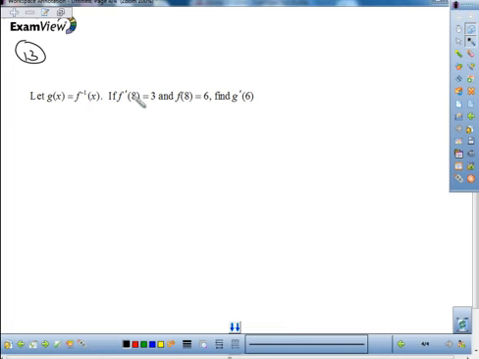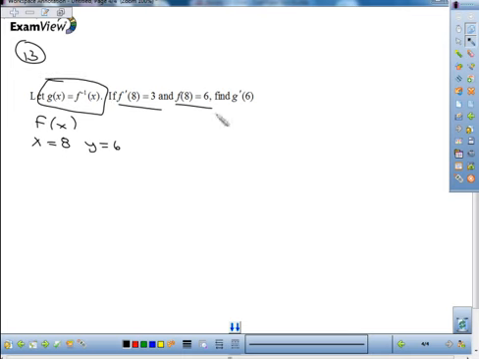So if the derivative of f at a is equal to 3 and f of a is equal to 6, find the derivative of g at 6. Okay, so a couple things. So let's look at f of x. So this tells me that when x is a, y is 6. And this tells me the derivative of f at a is equal to 3.